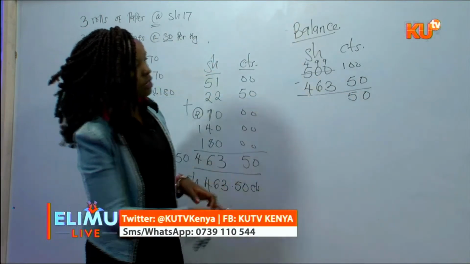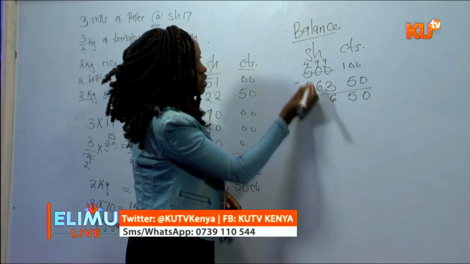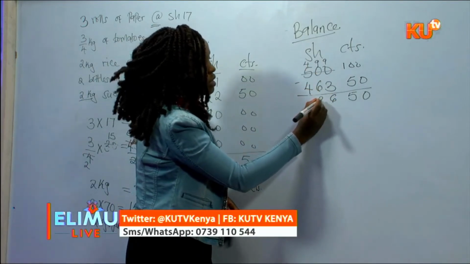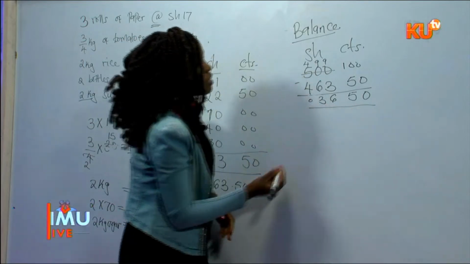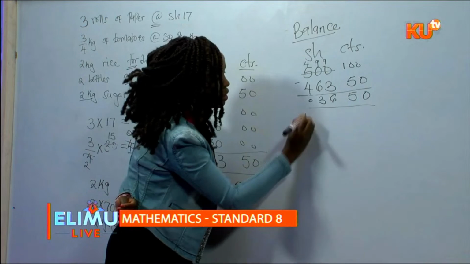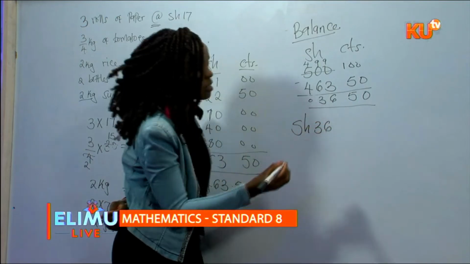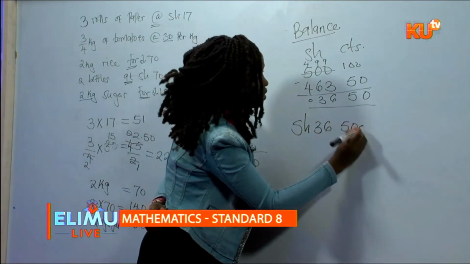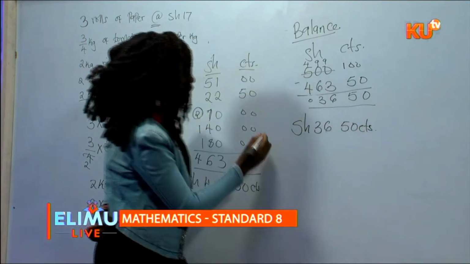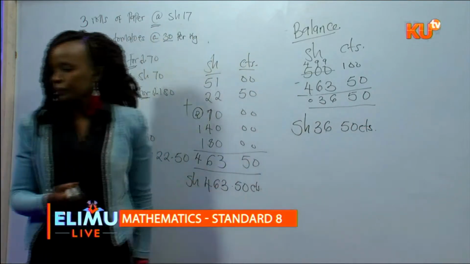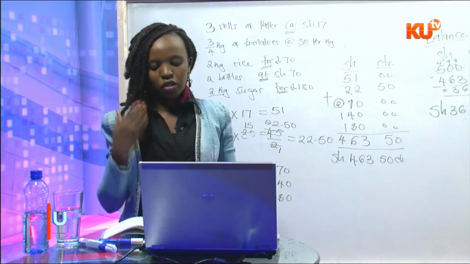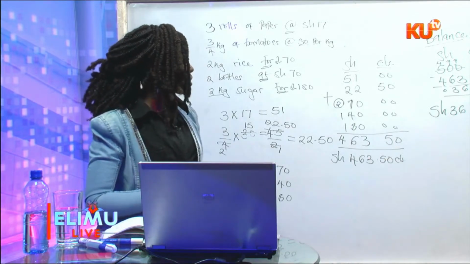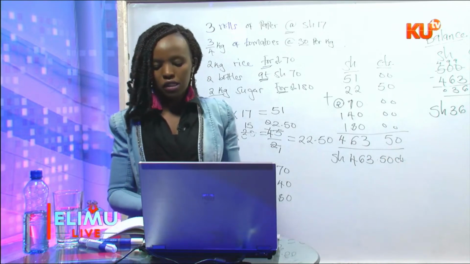9 minus 3, I get 6. Then 9 minus 6, we get 3. Then 4 minus 4 is 0. So that means the balance is going to be 36 shillings 50 cents. So that was the balance that person got. That is, Jerry got a balance of 36 shillings and 50 cents.